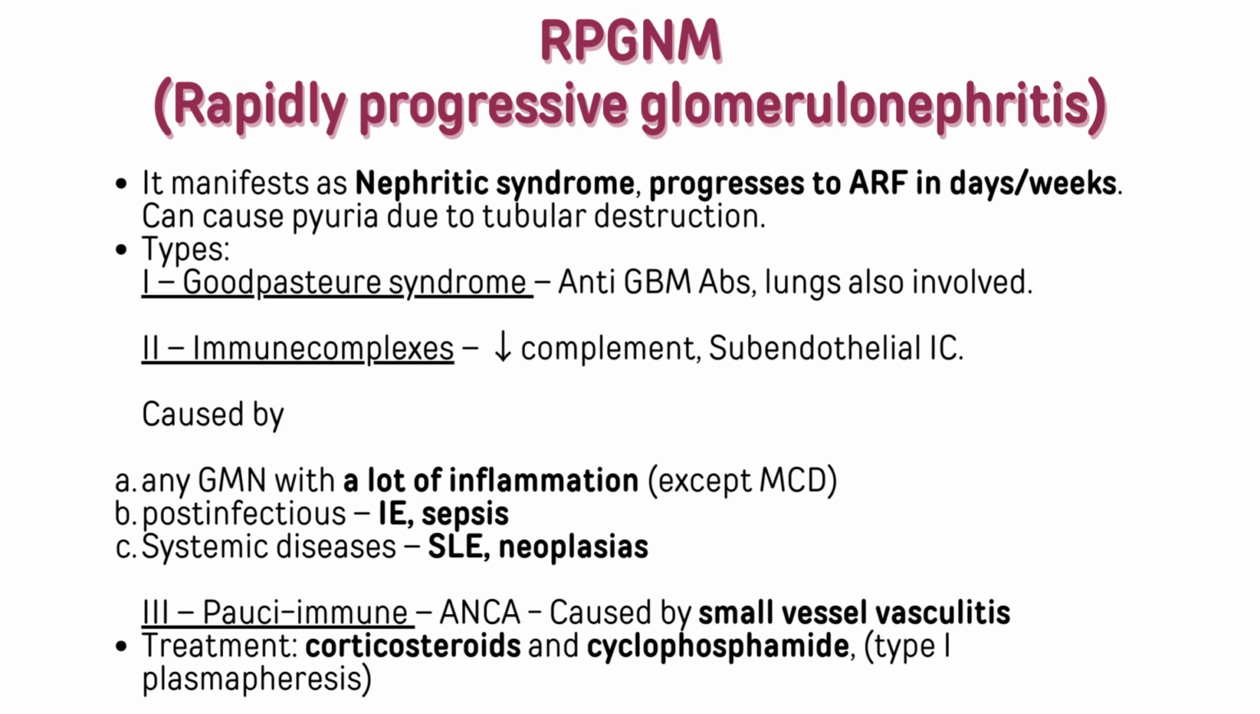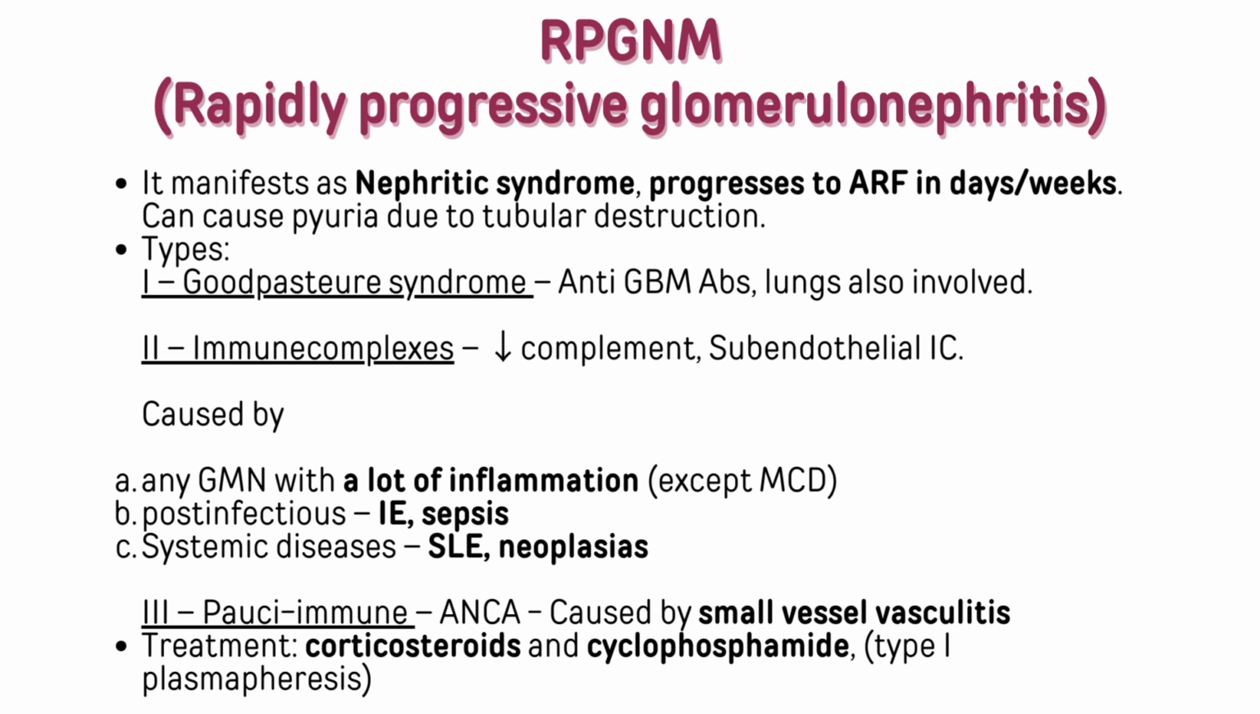Shunt nephritis is an immune complex-mediated glomerular disease associated with chronically infected ventriculojugular shunts for hydrocephalus. It develops as rapidly progressive glomerulonephritis type 2. Systemic diseases can also result in rapidly progressive glomerulonephritis type 2, like systemic lupus erythematosus or neoplasms.